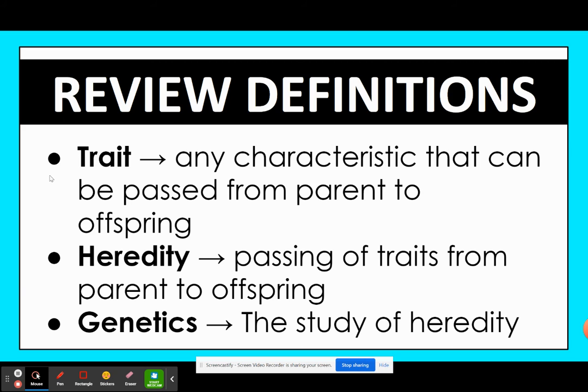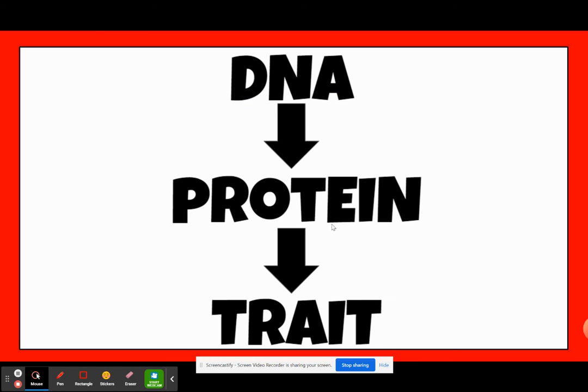You also need to know what traits are, right? Traits are those physical characteristics that are passed down from parent to offspring. And then, super important, your DNA is the blueprint and it tells your body what type of proteins to make. And when those proteins come together, that's what creates your traits. Your hair is made out of proteins, your eyes, your skin color made out of proteins. So, DNA to protein to traits.